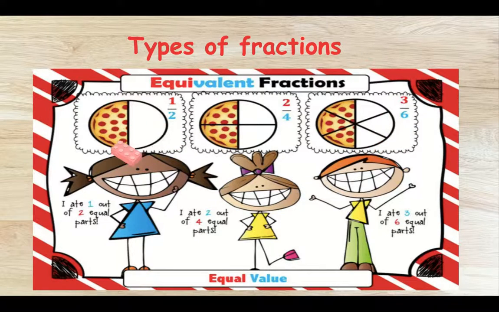So for example, here half a pizza is shown as 1/2. Here the pizza is divided into 4 pieces and 2/4 of the pizza is shown. Here the pizza is divided into 6 pieces and 3/6 of the pizza is shown, or 3 pieces out of 6 pieces of the pizza are shown. And hence, despite being different in visualization, they're equal in value.